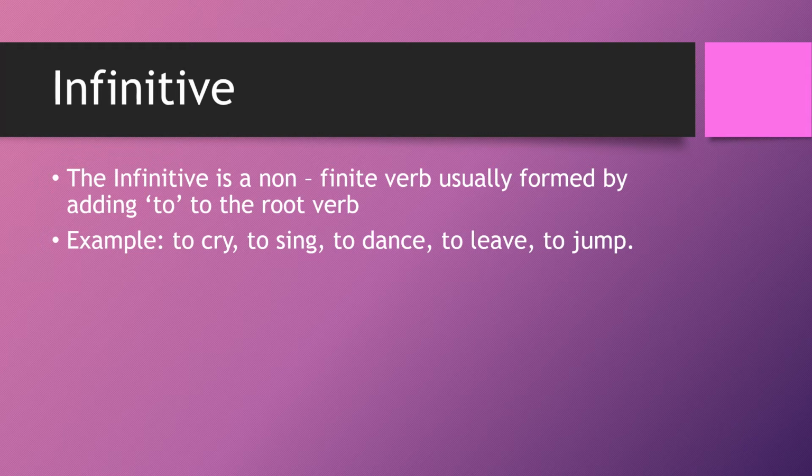To sing. Sing is the root verb. When you add to to it, it becomes an infinitive. So to sing is an infinitive. Dance is the root verb. You add to before it. So to dance becomes the infinitive. Leave is the root verb. You add to before it. To leave becomes the infinitive. Jump is the root verb. You add to before it. It becomes an infinitive. So all these are examples of infinitives: to cry, to sing, to dance, to leave, to jump.